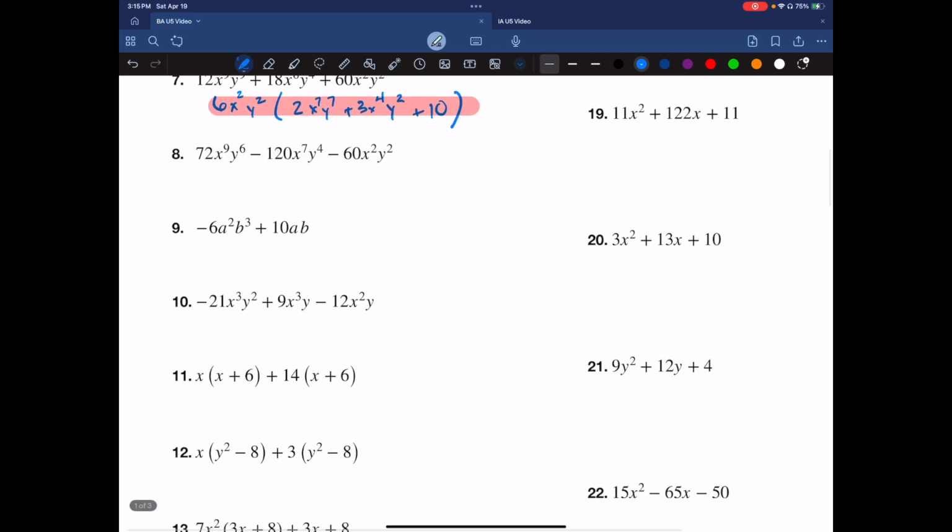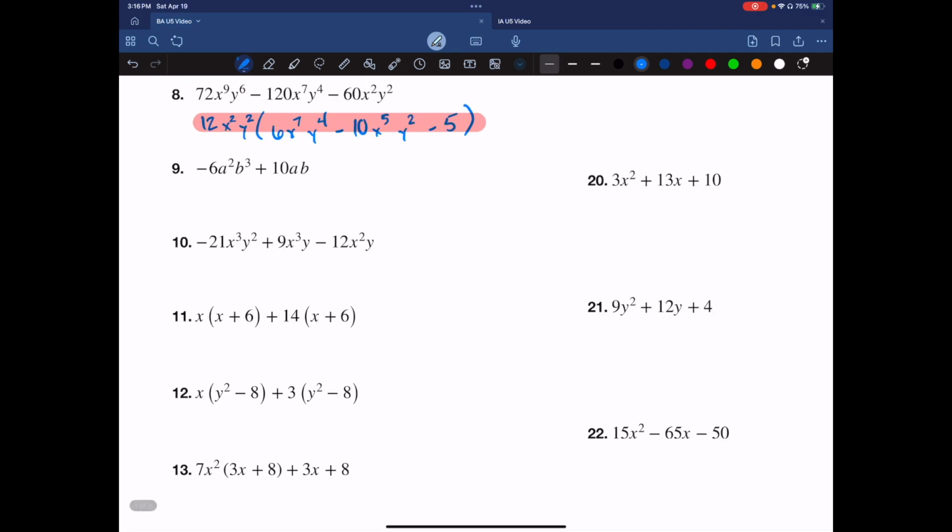Number 8. For 72, 120, and 60, I can take out at least a 12. I got x to the 9th, x to the 7th, x squared, y to the 6th, y to the 4th. So I can take out the x squared y squared again. It's going to be 6x to the 7th y to the 4th, minus 10x to the 5th y squared, and minus 5, and I don't need anything else than that.